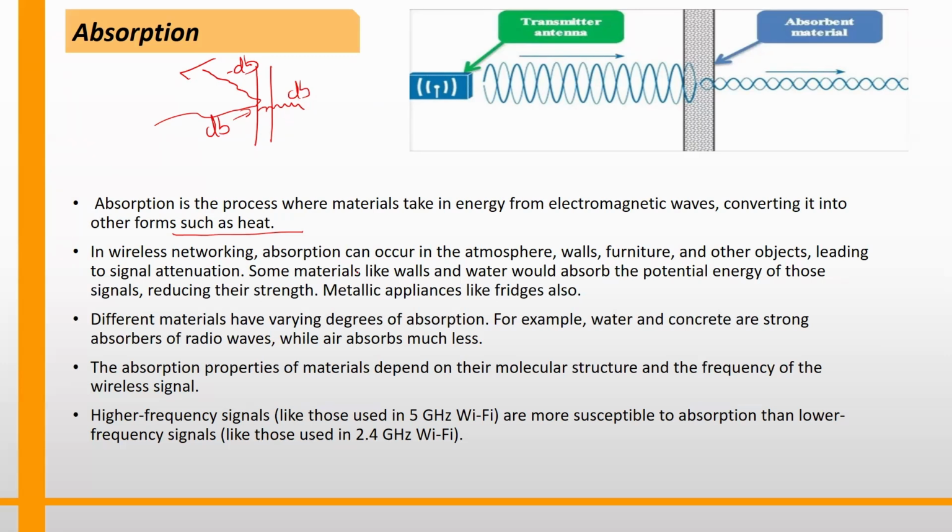In wireless networking, absorption can occur in the atmosphere, walls, furniture, and other objects, leading to signal attenuation. Some materials like walls and water would absorb the potential energy of those signals. Different materials have varying degrees of absorption. Water and concrete are strong absorbers of radio waves, while air absorbs much less. The absorption properties of materials depend on their molecular structure and frequency.